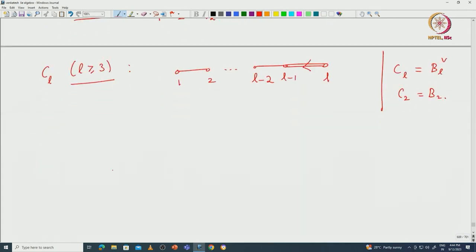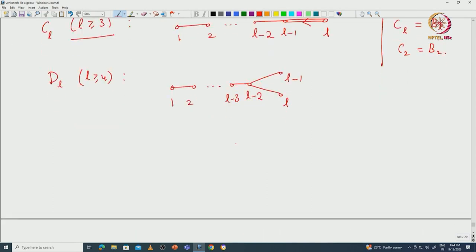Now there is this DL, which is for L greater than or equal to 4, and then the diagram looks as follows. So, 1, 2, and then here L and L minus 1. These L and L minus 1 are called spin nodes, and then you have L minus 2 here and L minus 3. So this is the type DL, and these types A to D are called classical types root systems.